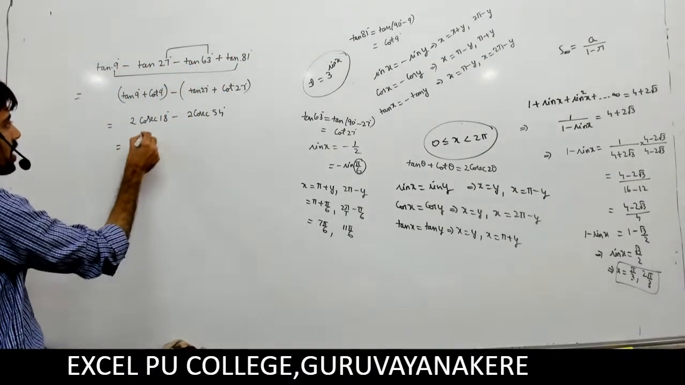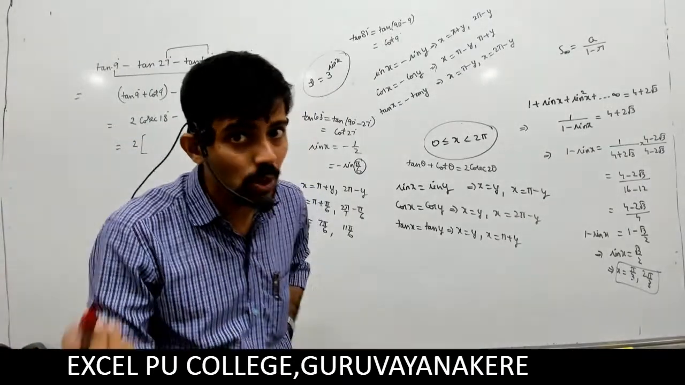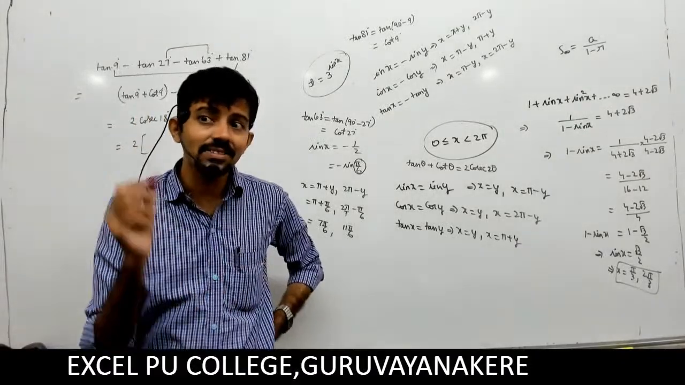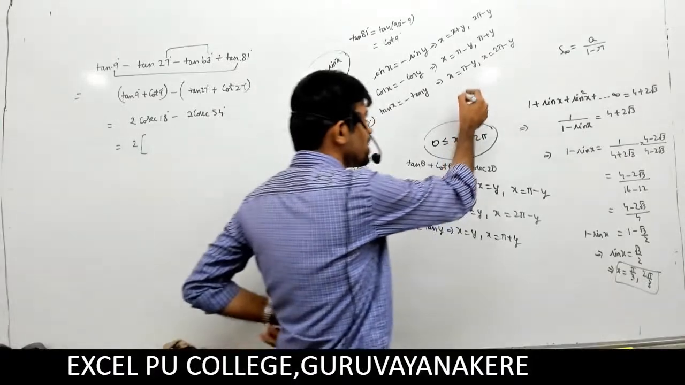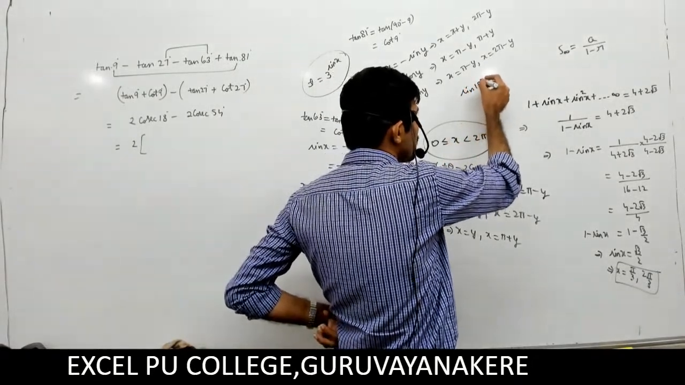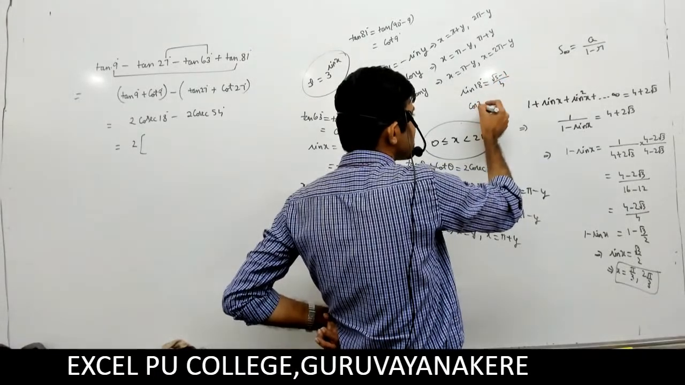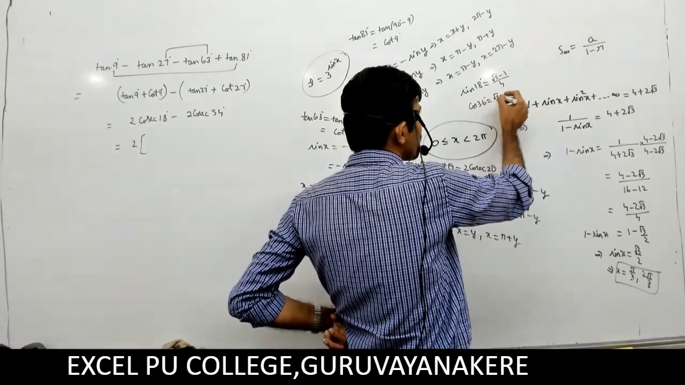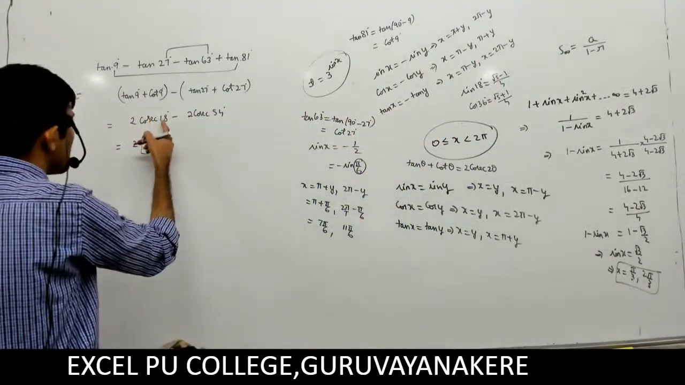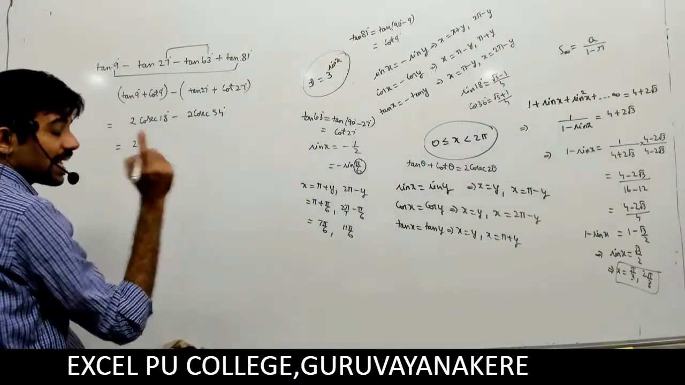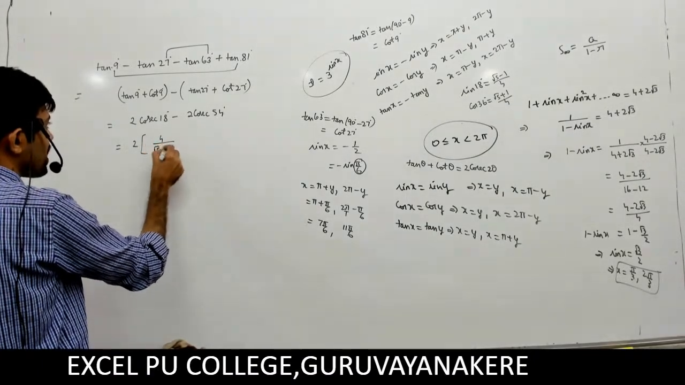so that I can take 2 common here, and cosec is the reciprocal of sine. We know the value of sine 18 degree, already I told, to memorize it. Sine 18 degree is root 5 minus 1 by 4, cos 36 is root 5 plus 1 by 4, correct? Cosec 18 is reciprocal of sine 18. Sine 18 is root 5 minus 1 by 4, and this will be 4 by root 5 minus 1.